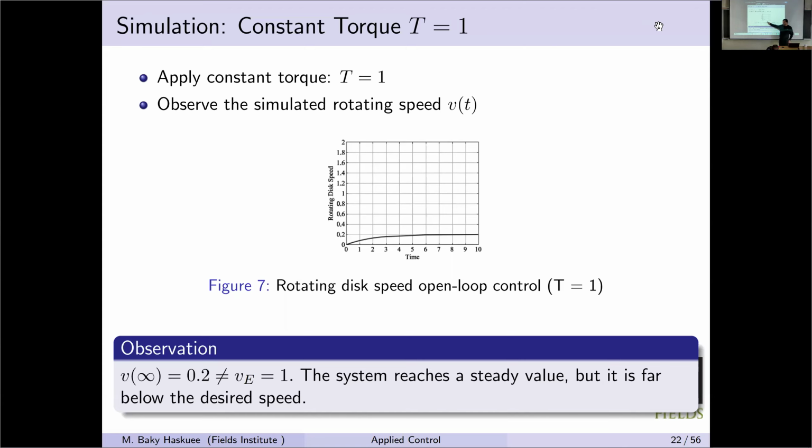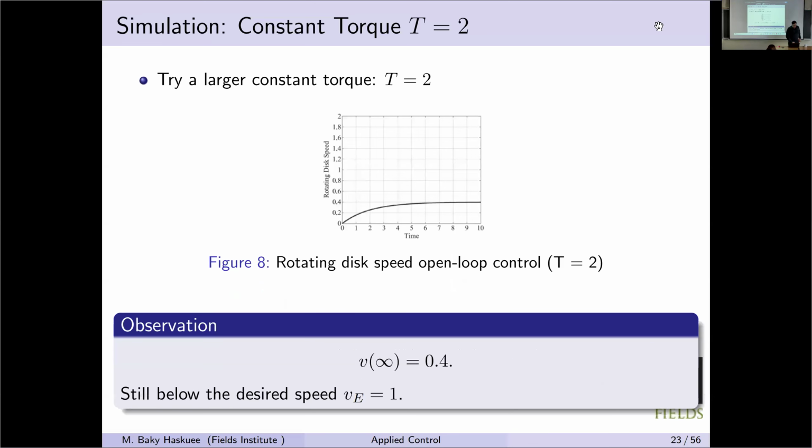So in 10 seconds, the speed of this disk will reach 0.2 rounds per second, and it will be constant over time, forever. This is the result. So what will happen? Even as time goes to infinity, as you see here, although our expected speed is 1, the speed or the rotation of the disk will be 0.2.